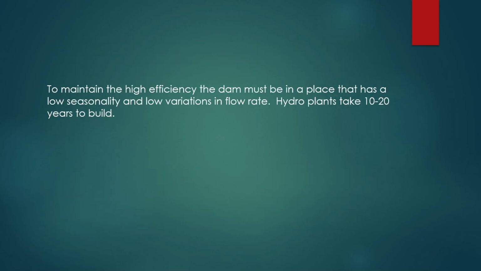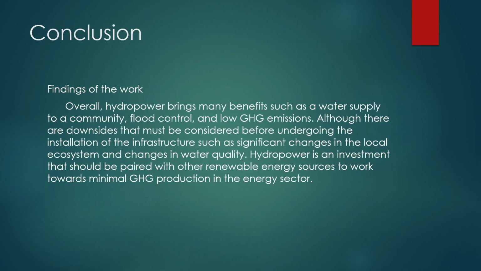To maintain high efficiency, the dams are usually in test conditions like low seasonality, so low variations in the amount of water, flow rate, and so on. So if there are variations, it could make the efficiency vary. Hydro plants are an investment. They take 10 to 20 years to build, so they're not the easiest resource to get online. Conclusion. Findings of the work.